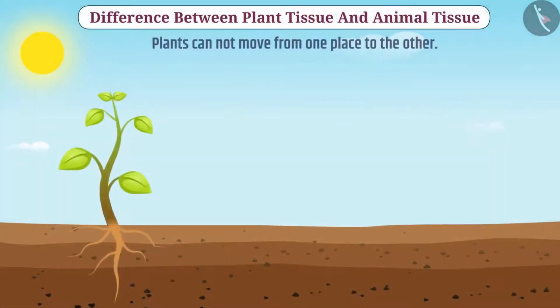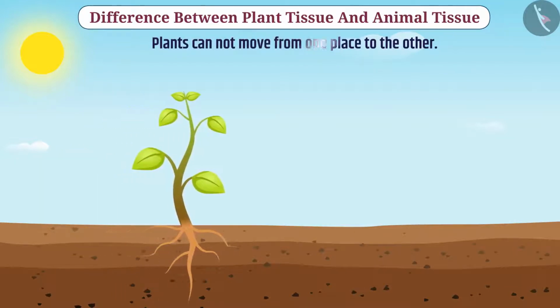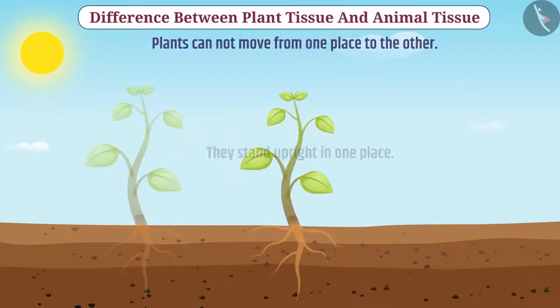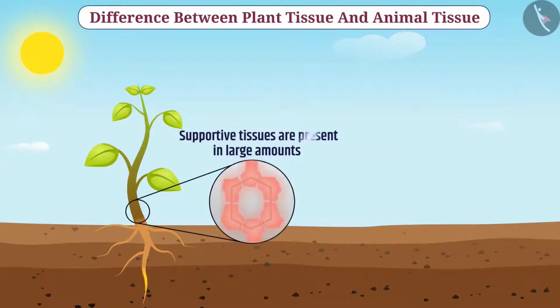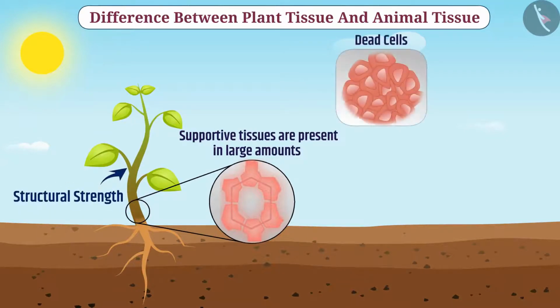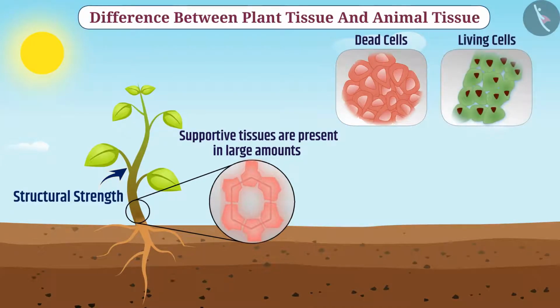We know that plants cannot move from one place to another and they stand upright in one place. Therefore, in plants, supportive tissues are present in large amounts, which provide them with structural strength. Now, since dead cells can provide structural strength just like living cells, and dead cells require less maintenance, the supportive tissues are made up of dead cells.